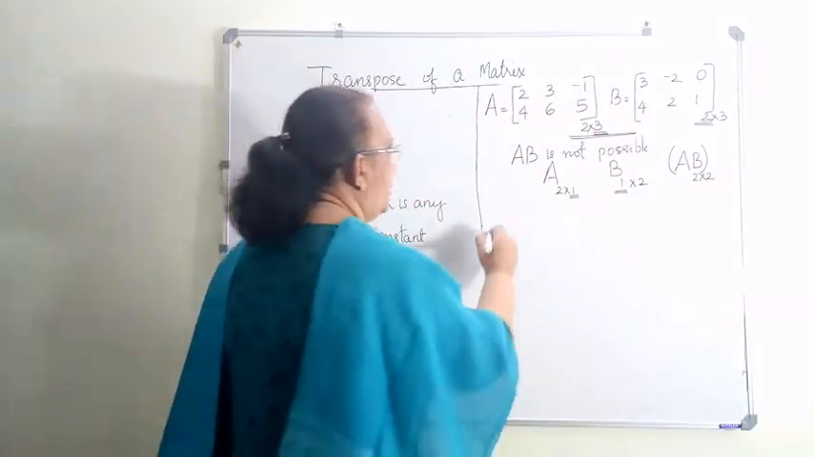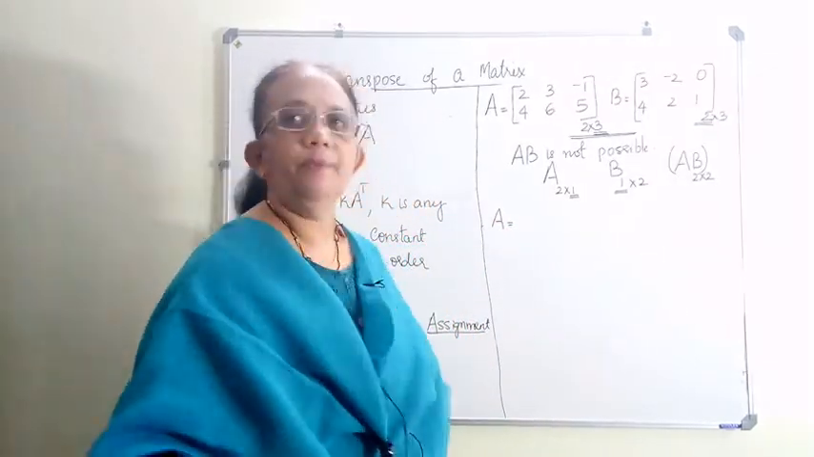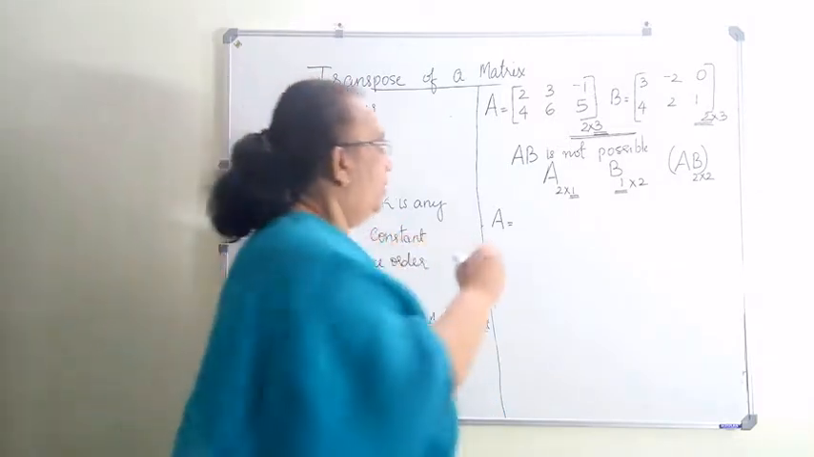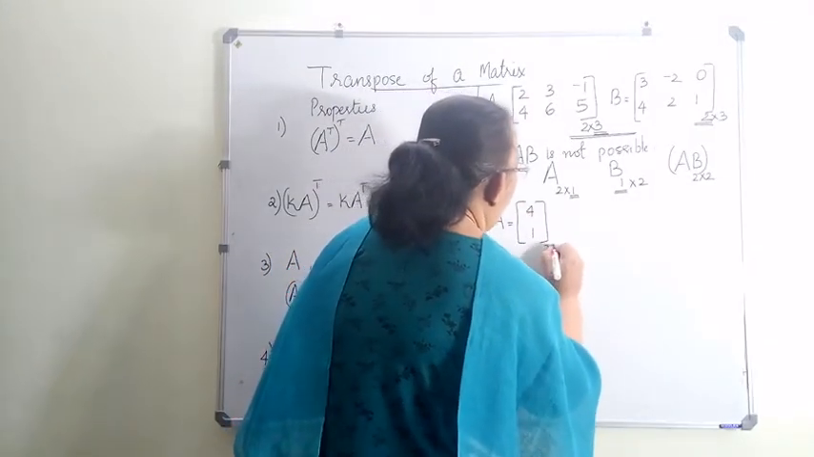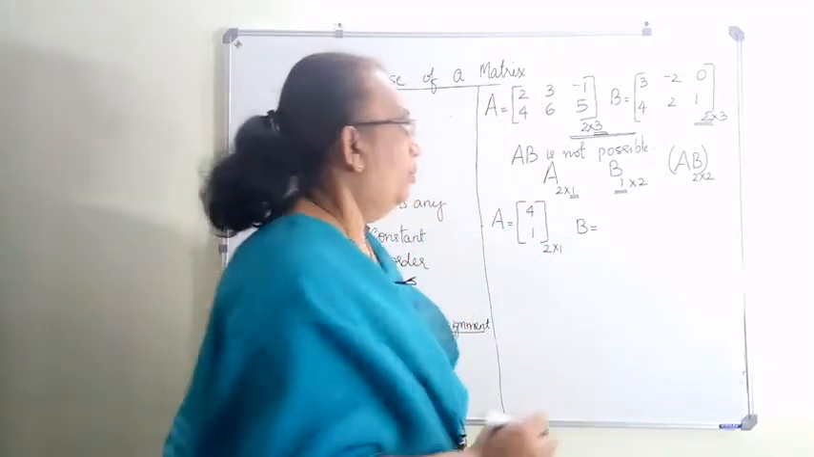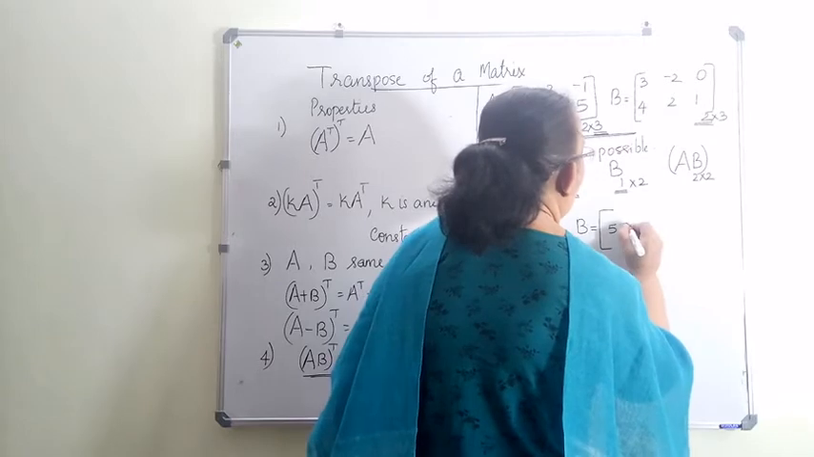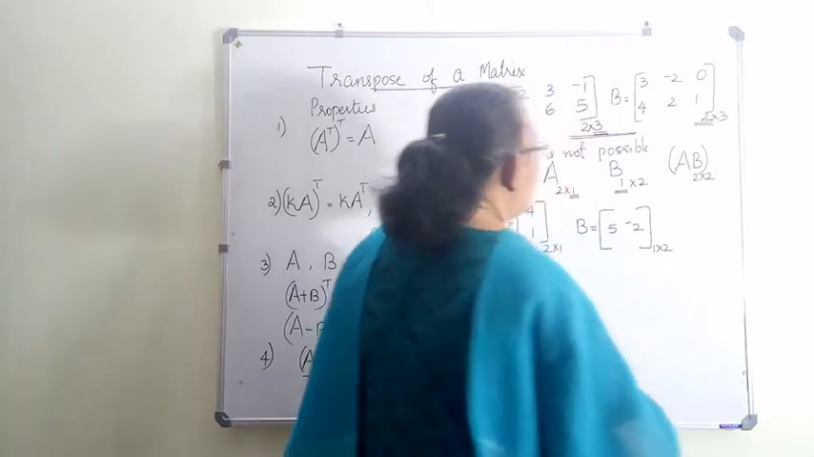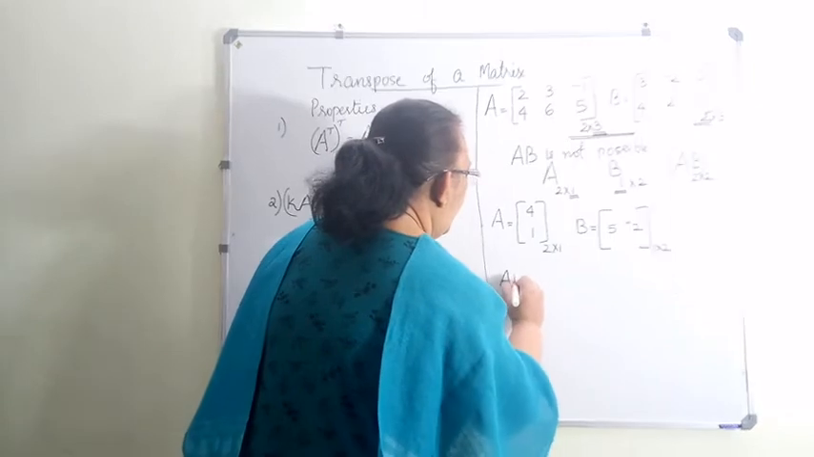Okay, we'll take the example. A is of order 2 by 1. What is the meaning of 2 by 1? It has 2 rows and 1 column. What is the meaning of 1 by 2? 1 row and 2 columns. Okay. Now it is conformable for multiplication. Now let us find out AB.